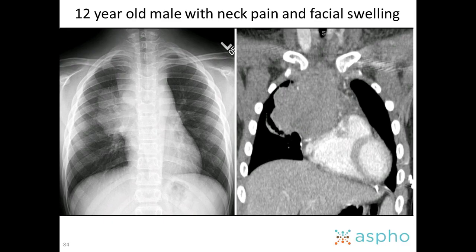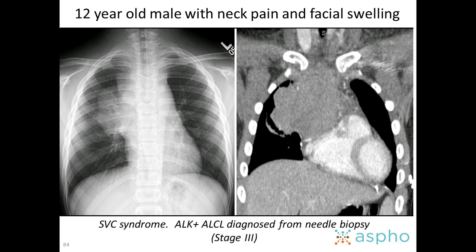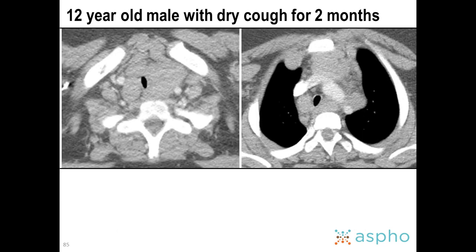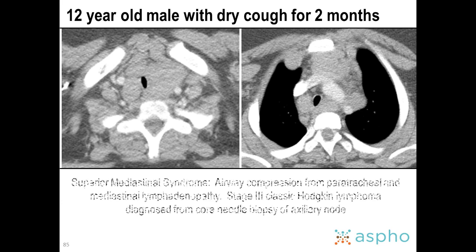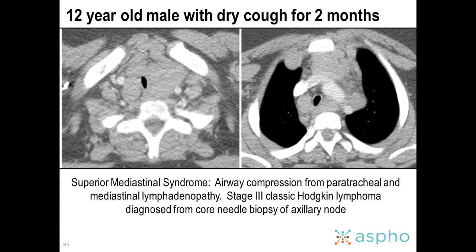Here's a 12-year-old male with neck pain and facial swelling, so superior vena cava syndrome, and he had ALK-positive anaplastic large cell lymphoma, which was diagnosed from a needle biopsy. And here's a 12-year-old male with a dry cough for 2 months, and he had superior mediastinal syndrome, which is airway compression from paratracheal and mediastinal lymphadenopathy. And this was stage 3 classic Hodgkin lymphoma, diagnosed from a core needle biopsy of an axillary node.